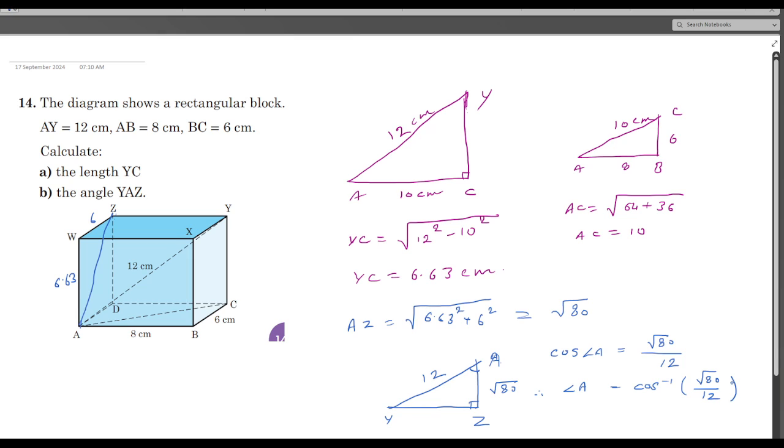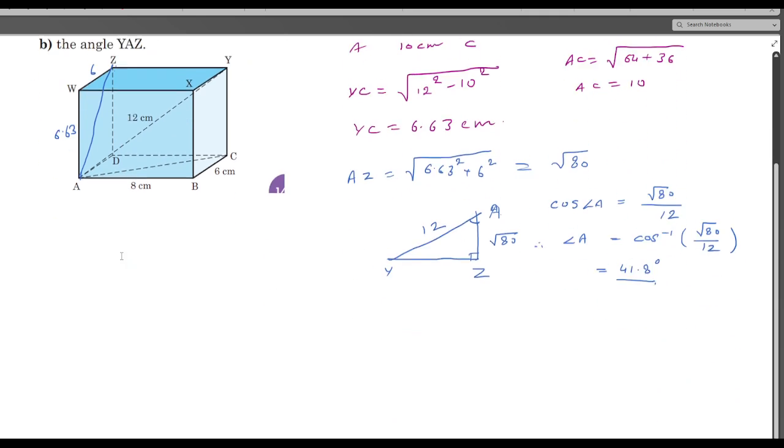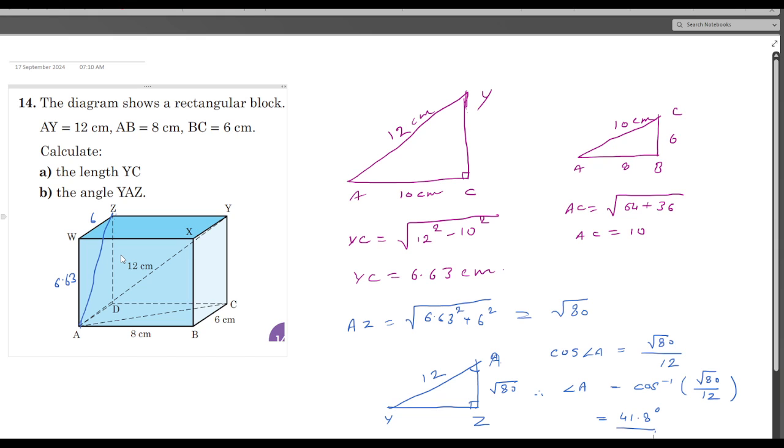So your cos inverse of root 80 divided by 12 will give you the angle as 41.8 degrees. So your angle is 41.8 degrees. Okay, so this is really a very good question. So this is what your exercise 4 includes.